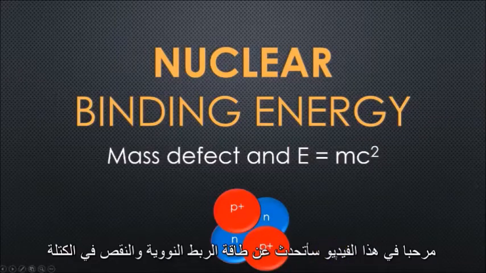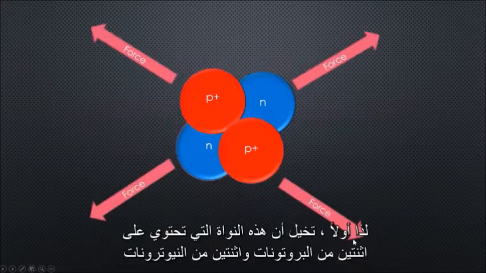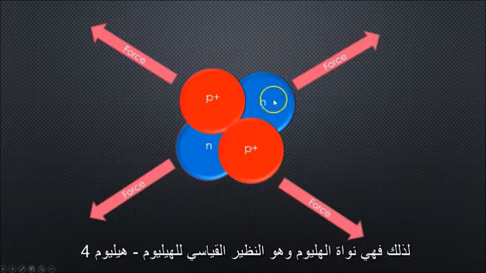Hello. In this video I'm going to talk about nuclear binding energy and mass defect and show you how you calculate the nuclear binding energy for an atom. So firstly, a thought experiment. Imagine this nucleus. This is a nucleus with 2 protons and 2 neutrons. So it is helium, and it's the standard isotope of helium, helium-4.